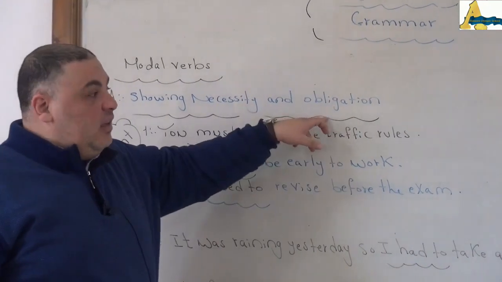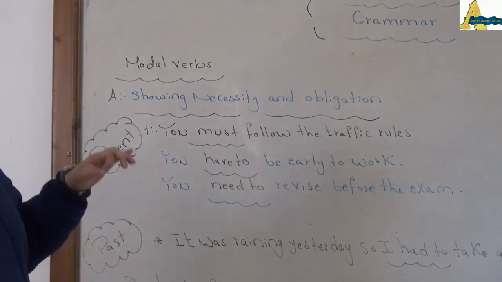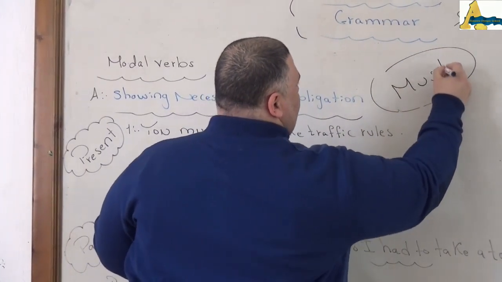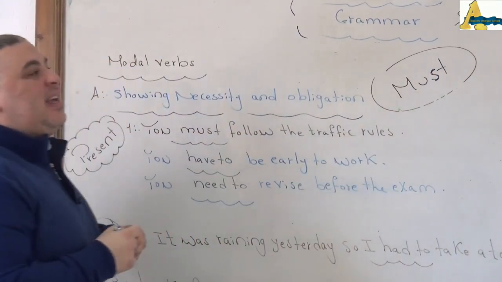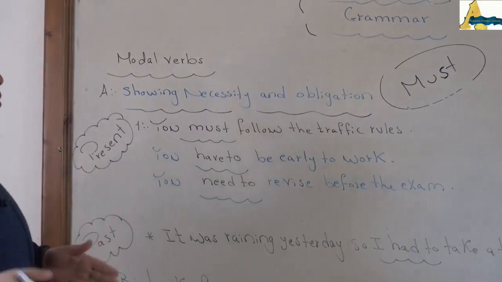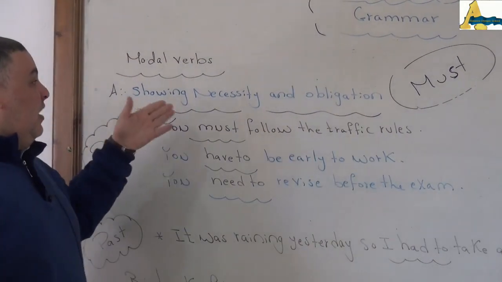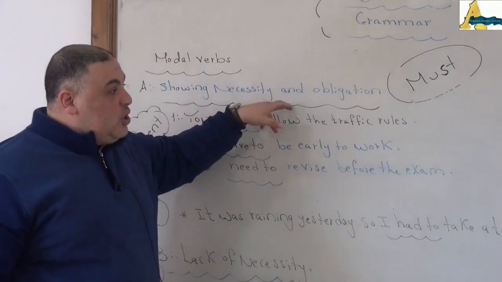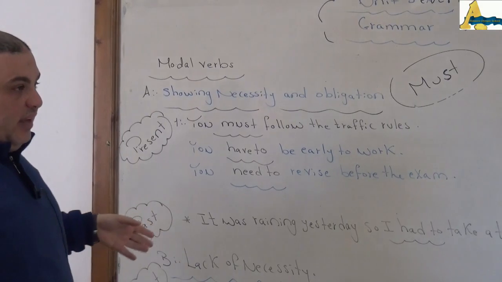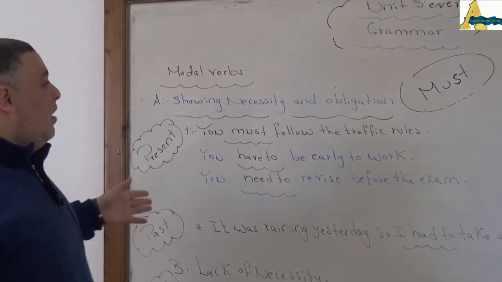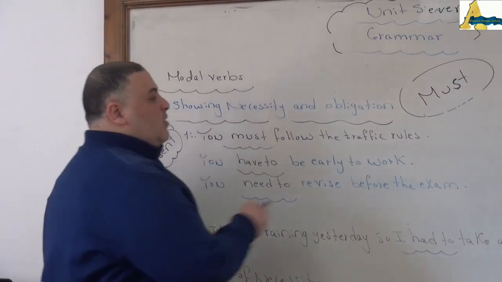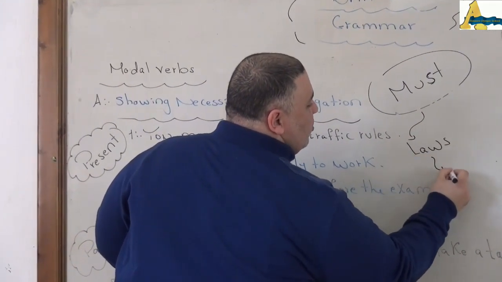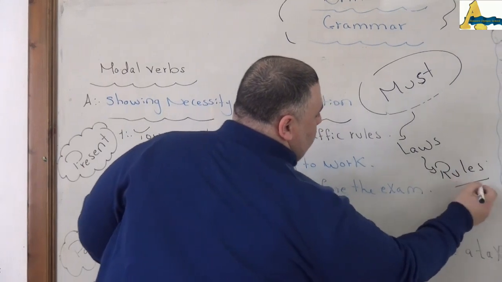showing necessity and obligation. When I say showing necessity and obligation, it's simply something that is a must, something that you have to do, simply because there is a kind of law, or some people ordering you to do something. It's something that has to be done, something that is necessary, and you can never go against it. Sometimes it refers to laws, sometimes to rules and so on.